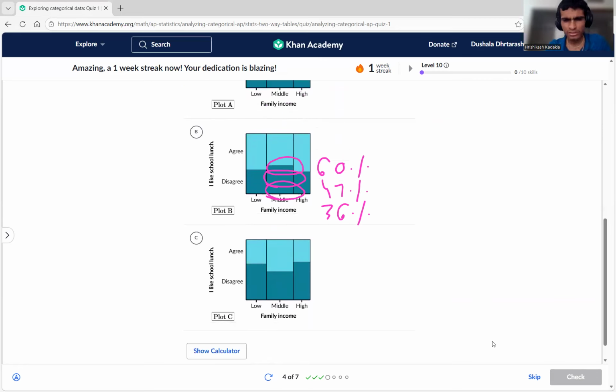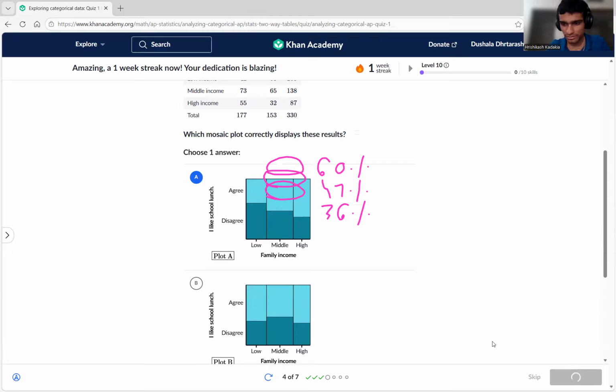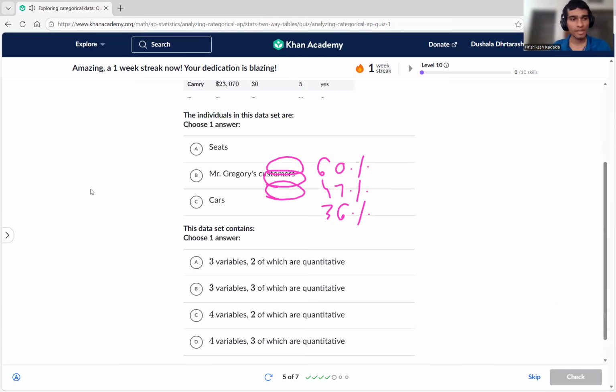C also doesn't quite match, because it's going like this and this. It can't be going up. It should be going down, straight like that. So A is, I think, the closest option. There we go. A is the closest option over here.